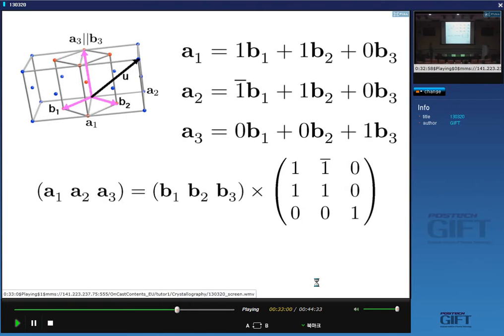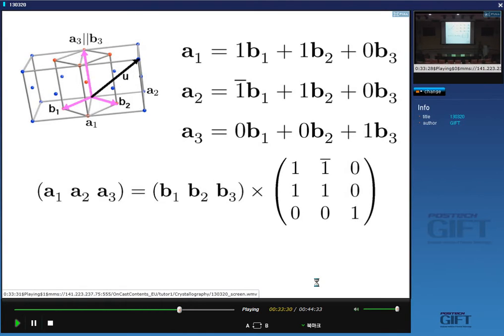So if I take this row and I multiply it by this first column, that means B1 times 1 plus B2 times 1 plus B3 times 0, then I get A1, which is this equation. Similarly, if I take A2 here, then B1 times minus 1 plus B2 times 1 plus B3 times 0 gives me this equation. Okay? So nothing special here, simply represented those three equations in terms of a matrix.